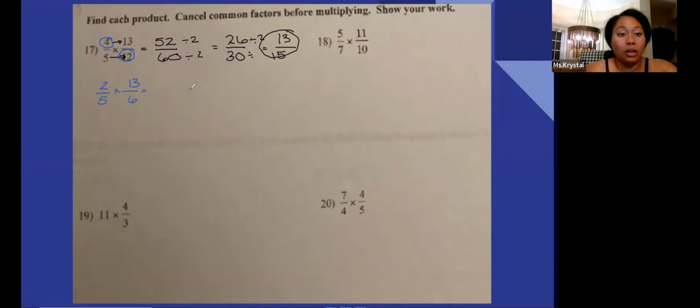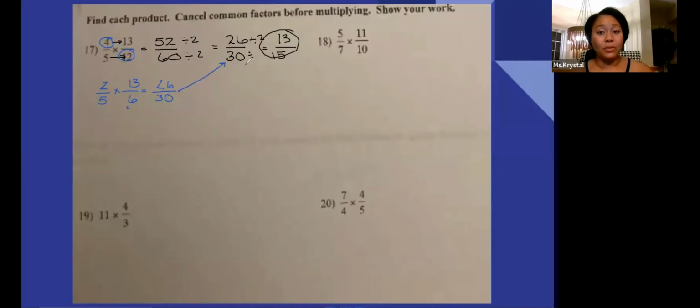You multiply straight across, 2 times 13 and then 5 times 6. And so you would see that you would get the same problem. But like I said, if your teacher has you doing some extra stuff that I might not be doing, please do that instead. Okay. Now you can see we pick up here.